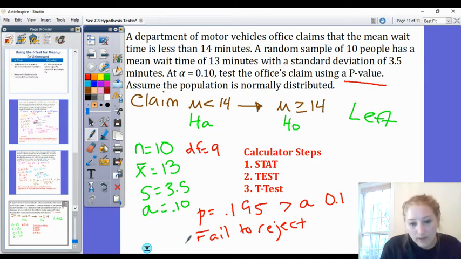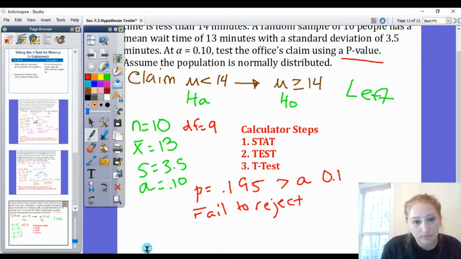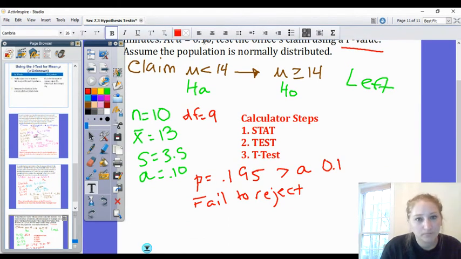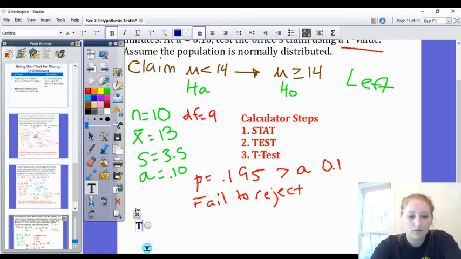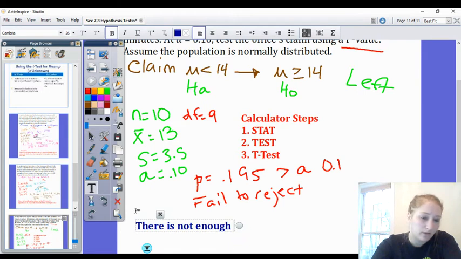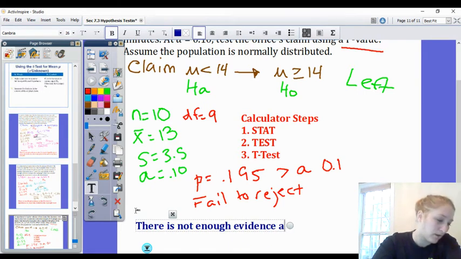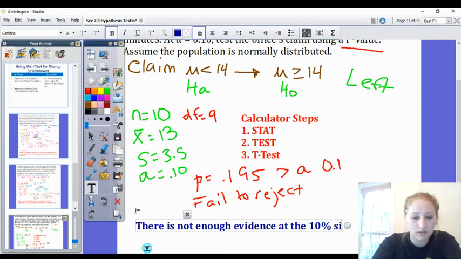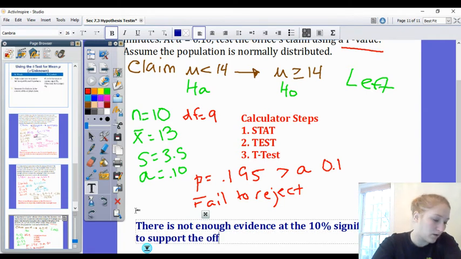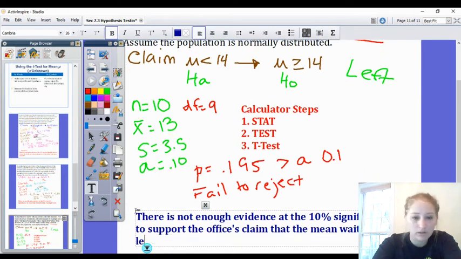Last thing we're going to do is write our sentence. There is not enough evidence at the 10% significance level to support the office's claim that the mean wait time is less than 14 minutes.